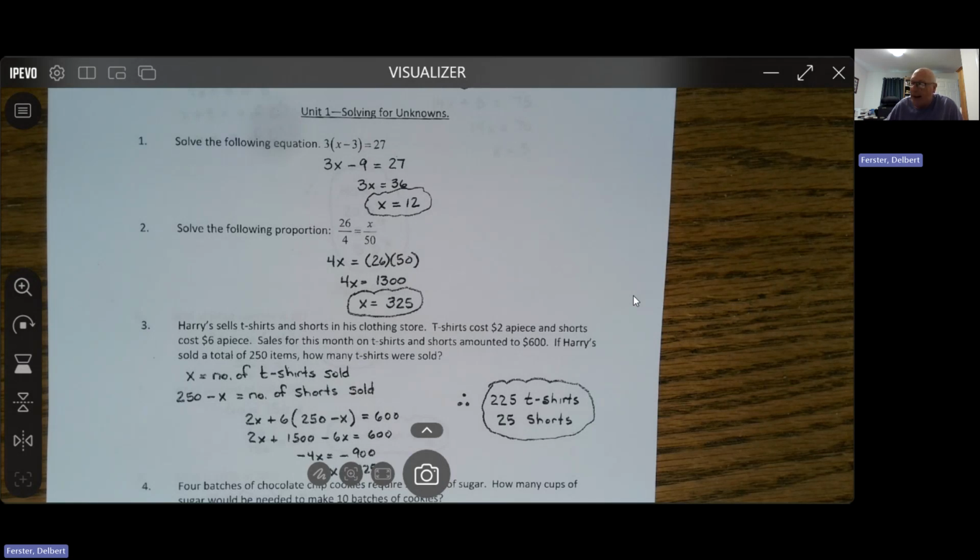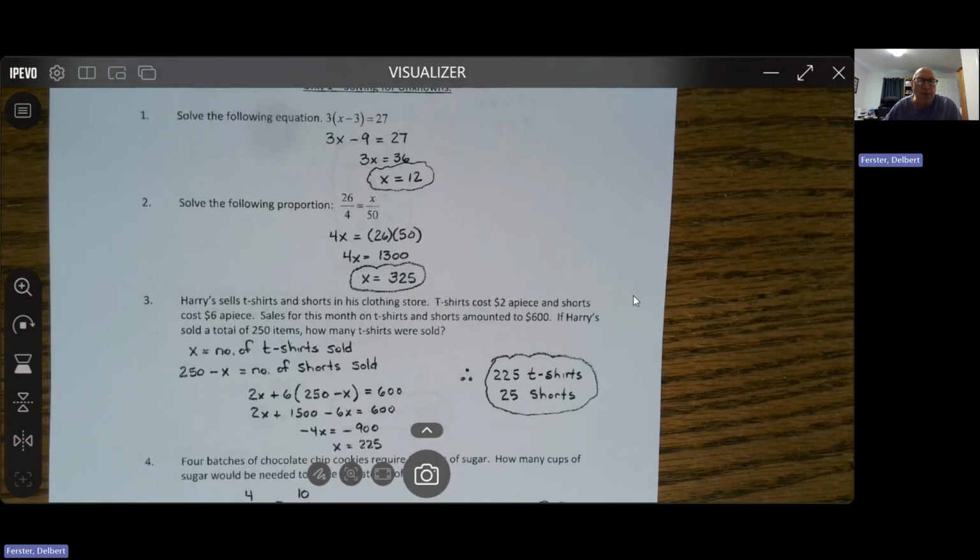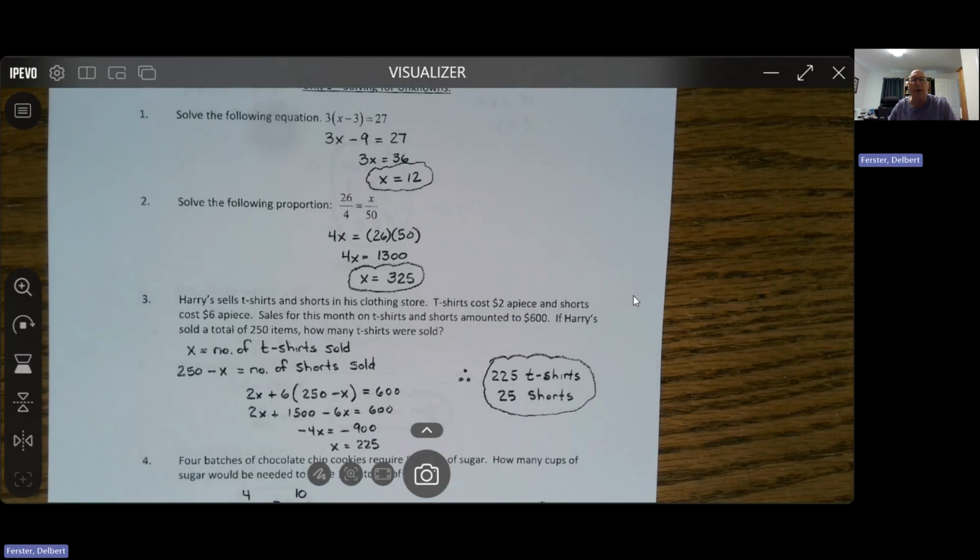Problem 2 asks us to solve a proportion, and the process for doing that is cross multiply. So on one diagonal, you're going to get 4 times x equals, on the other diagonal, 26 times 50. 26 times 50 with my trusty calculator is 1,300. And we're going to solve for x by simply dividing by 4. And again, a nice clean divide. X comes up 325.